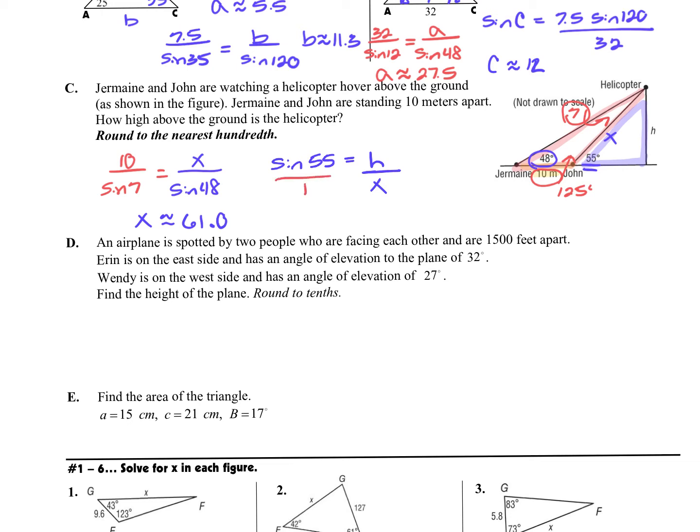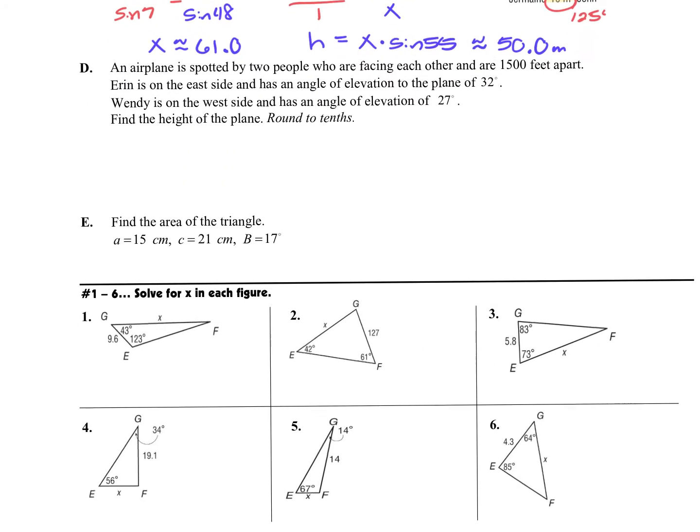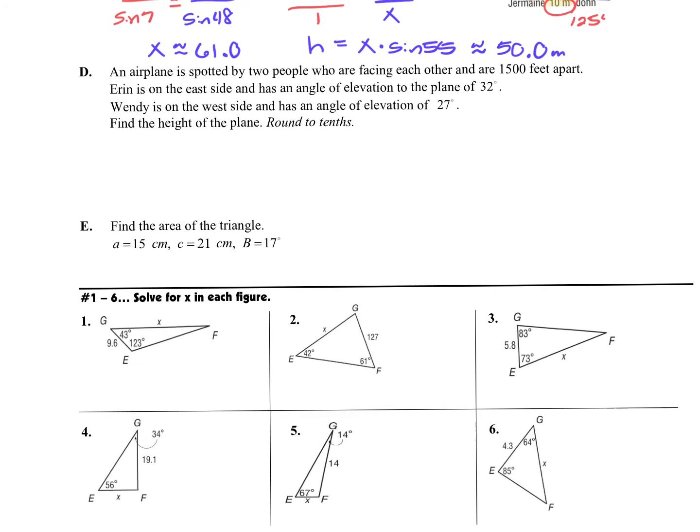Remember, if we cross multiply this, we're going to get h is equal to x times the sine of 55. So if you can take that number that's already in your calculator and just press times sine 55, you will get a height of approximately 50.0 meters.